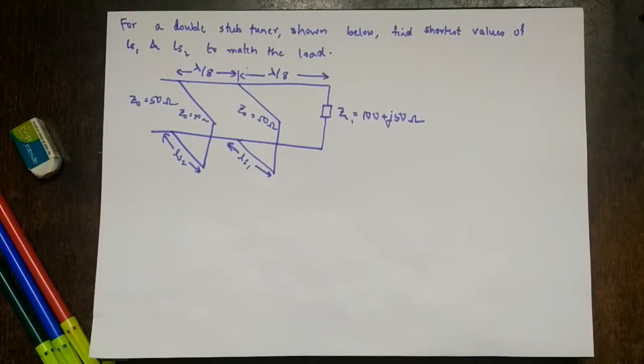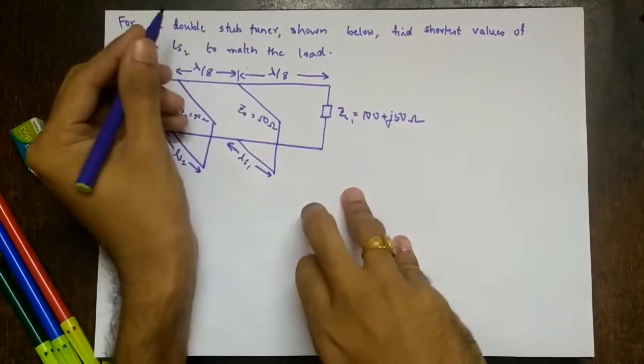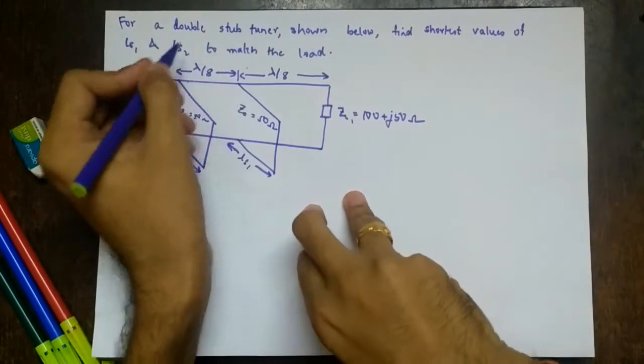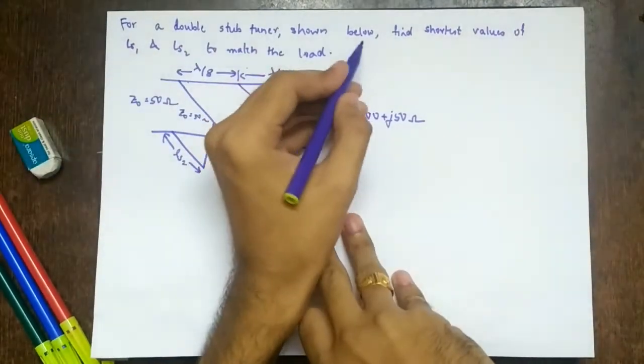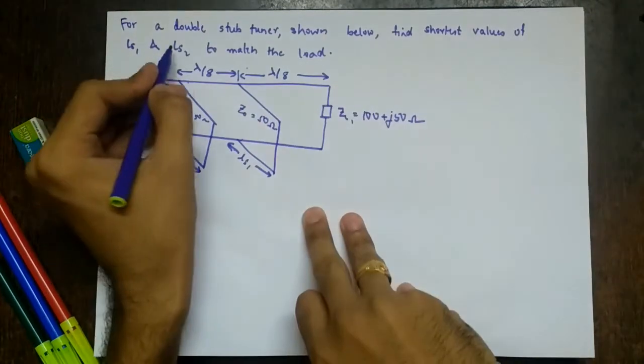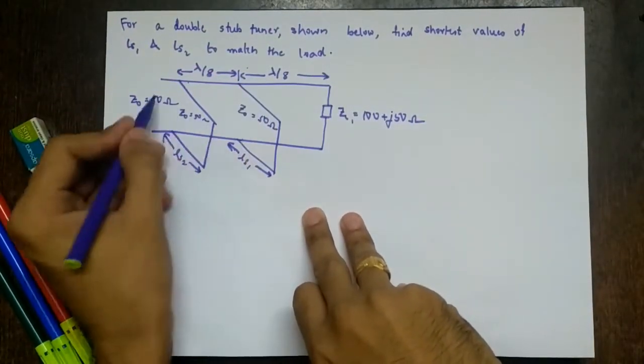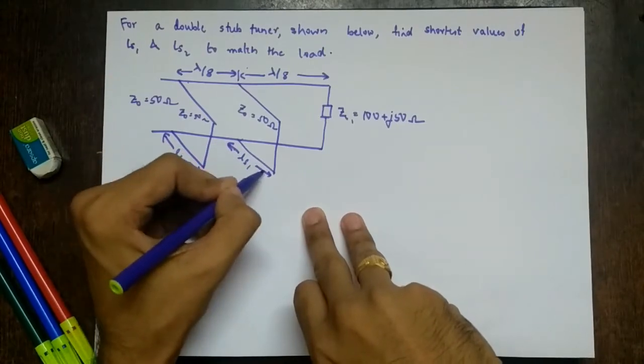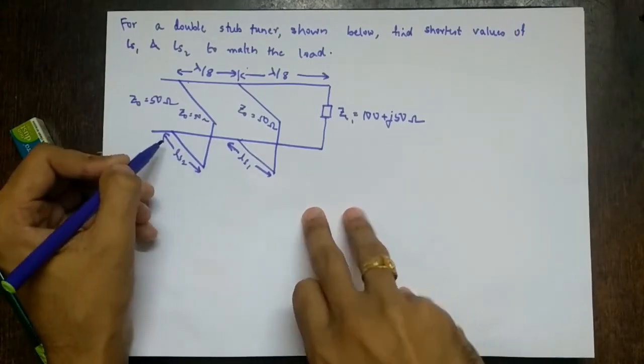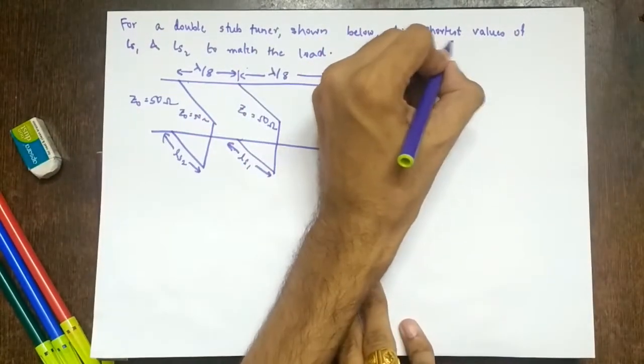So let's continue with double stub matching. Here the difference is that a diagram is given to us. For a double stub tuner shown below, find the shortest values of LS1 and LS2 to match the load. So these are the two steps. Characteristic impedance is 50 ohms for everything, and this is LS1, this is LS2. We have to find them out. And remember, we have to find the shortest values.